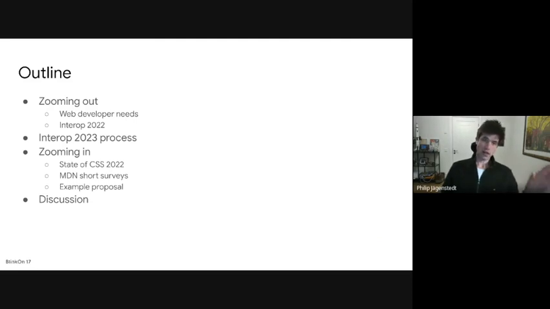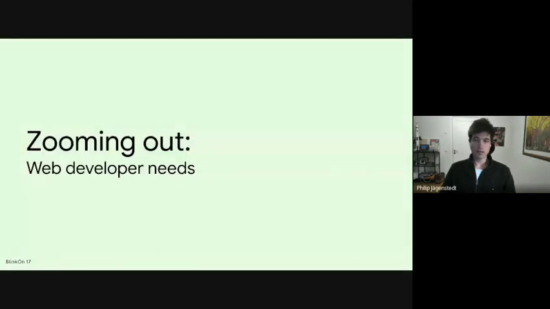Here's what we'll cover today. First, I want to zoom out a bit and talk about web developer needs more generally, about what's going on with Interop 2022. Then we'll look at the topic of this talk, 23, and the process we're in right now. And then we will dive deep on a few things. We'll look at State of CSS results, MDN short survey results, and an example, sort of tying it all together, sort of explaining how we weigh the different evidence in this process. And then finally, some time for discussion. All right, let's start with zooming out a bit.